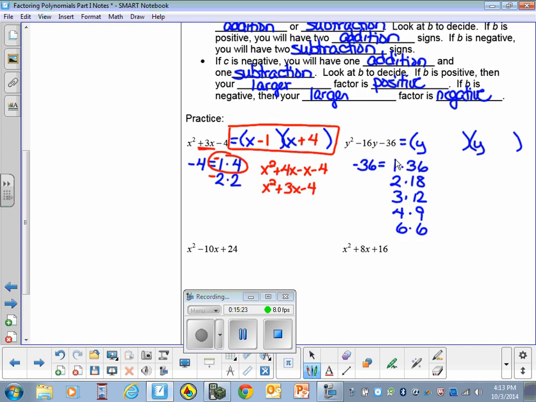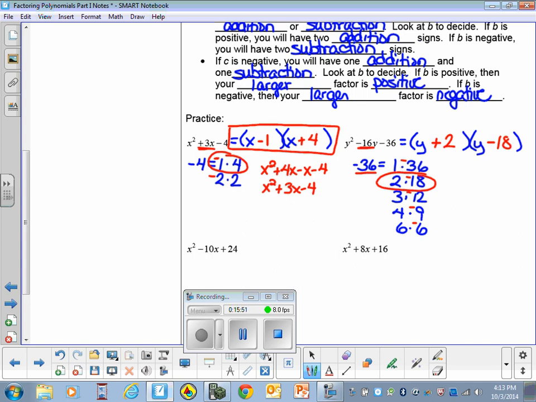One of these is going to have to be positive and one of them is going to have to be negative, because a positive times a negative will give me a negative 36. I look at my B. B is negative, so the largest factor has to be negative in every pair. Now, which pair will add up to a negative 16? It's the 2 and the minus 18. So plus 2 minus 18.